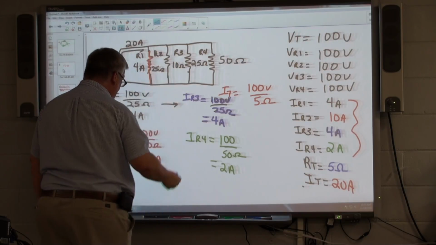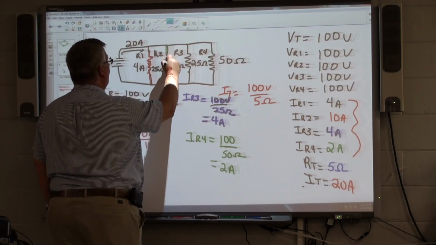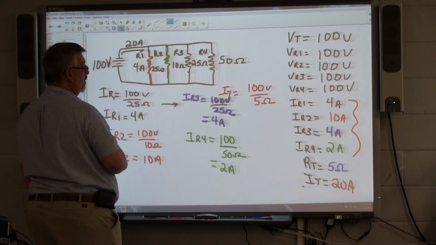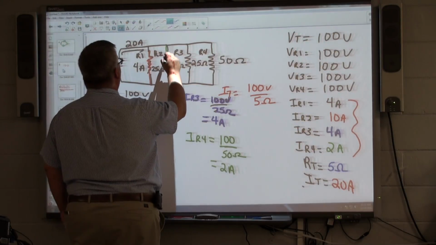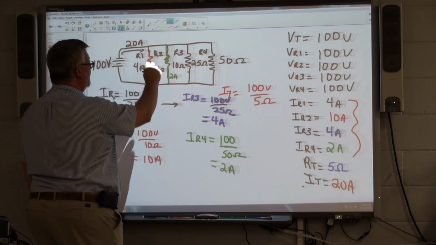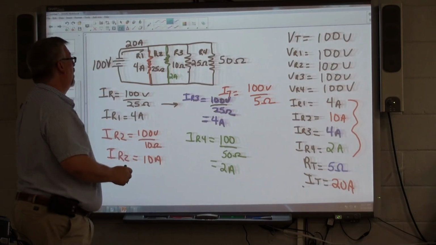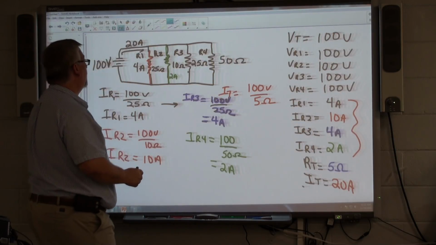All right, so 4 goes that way. When we get right here, what's coming down this branch? R2. 2 amps, right? We got 4 amps down this branch, 2 down this one. What? You got 10. Well, this is R2.